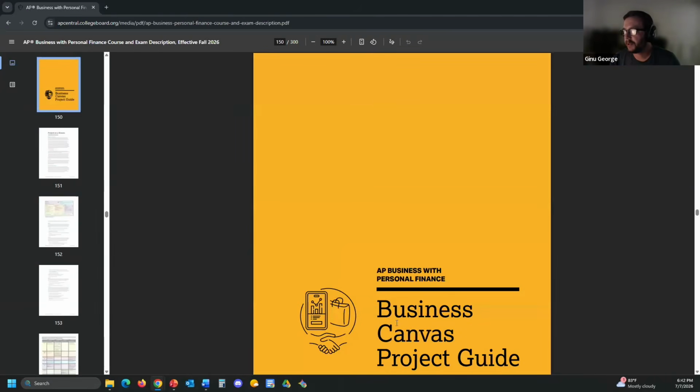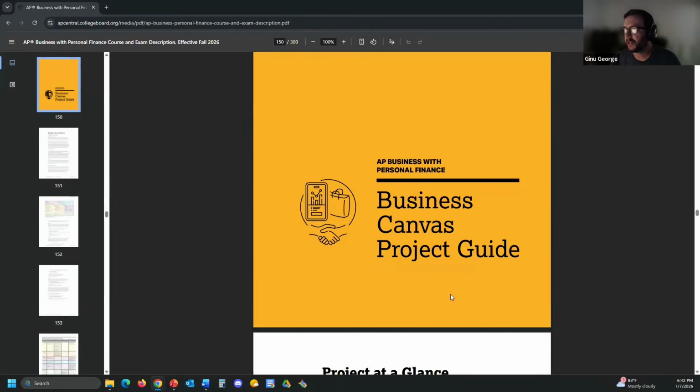This is the business canvas project guide. So this is really telling us what we need to do, the whole second half of the exam. I guess it's not really technically an exam because you're creating this business, but then you have to defend it. So it is sort of an exam.